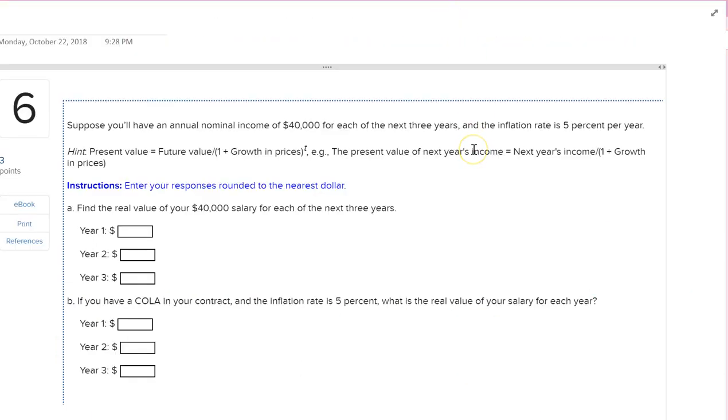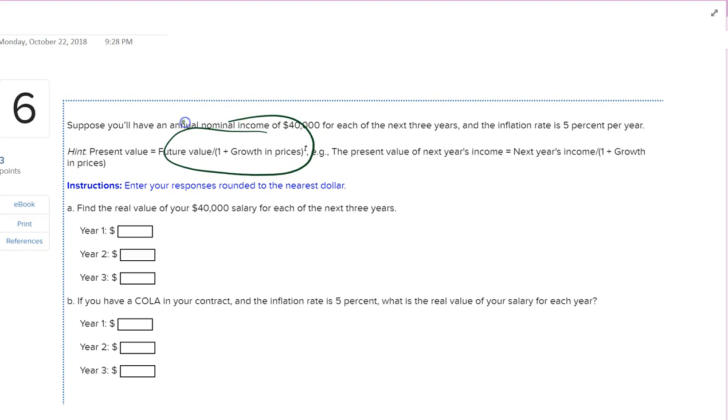Number 6 uses a similar process, but instead of 1 year at a time, we're going to aggregate years. So we're going to use that formula with future value. Actually, we're going to reverse it. Instead of calculating future value, we're going to calculate present value. And you'll see how this is going to work.